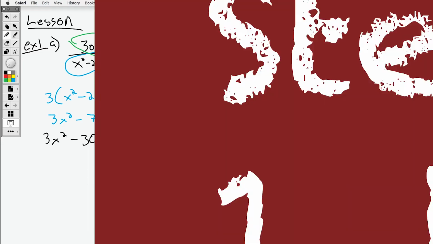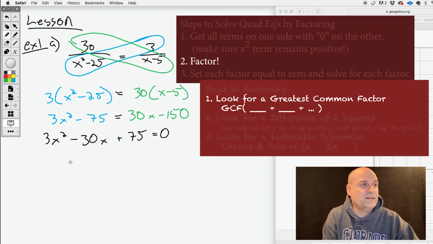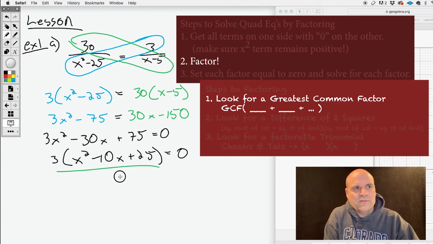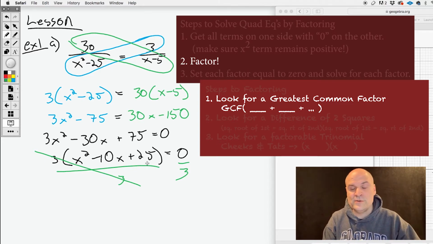Let's see if we can solve this by factoring. First step of factoring, get rid of any greatest common factor. Let's take a 3 out. So you get x squared minus 10x plus 25. Now if you just divide by 3, those cancel and you're left with 0. So when you can factor out a greatest common factor while solving by factoring, you can just ignore that greatest common factor. Just get rid of it.